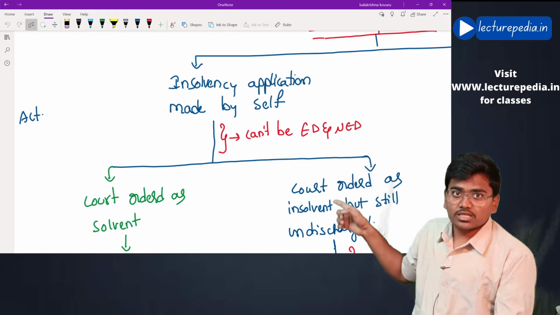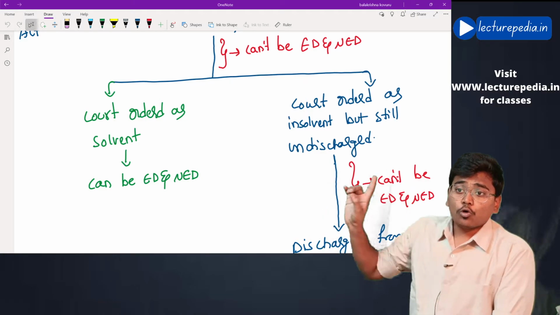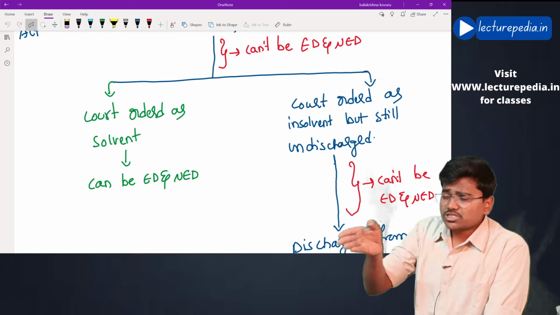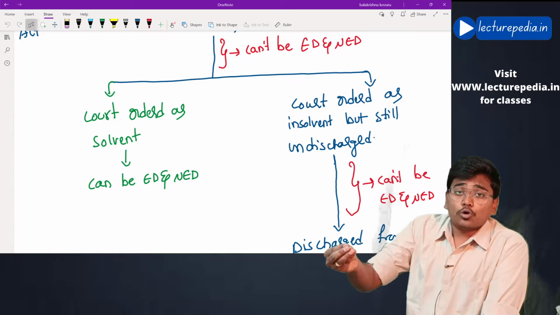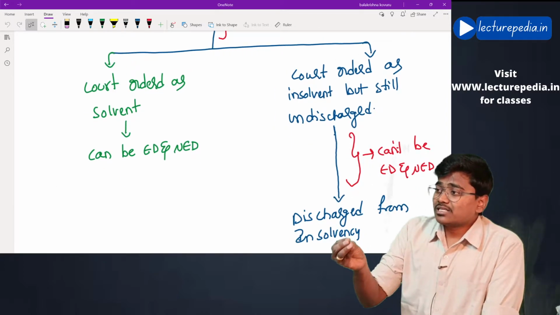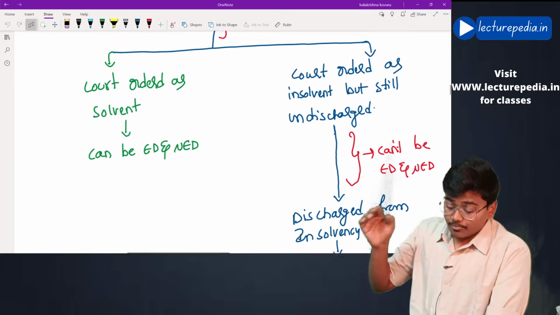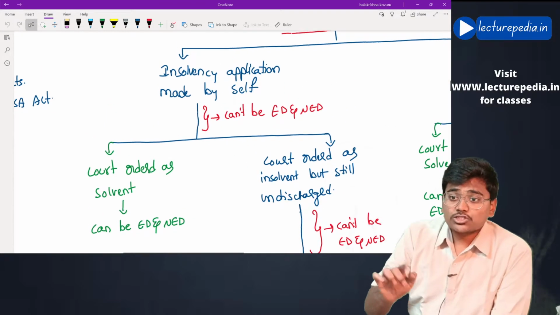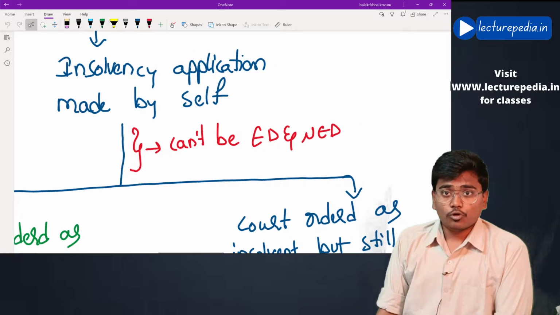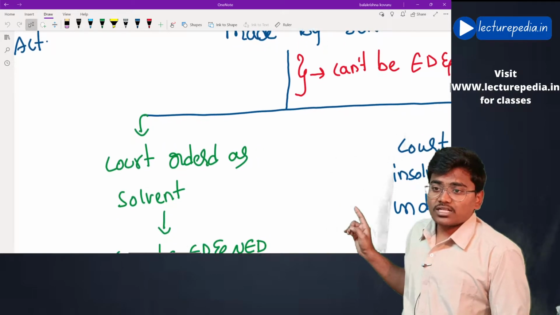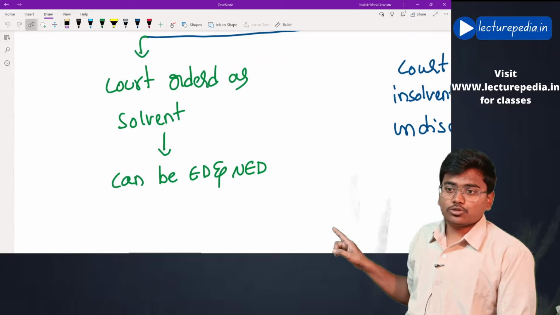See, during this time, till once the application is made, court ordered that you are not insolvent, you are solvent, your assets are more than liabilities. Okay, you are solvent only, you are not insolvent. Like this the court has ordered. Once court has ordered that you are solvent, in that case he can be appointed as executive director or non-executive director. But till the time court has not passed the order, he cannot be appointed as either executive nor non-executive. Hope that is clear. This is one type of order that court can pass. If court passes that you are solvent, after passing the order he can be appointed as executive or non-executive.